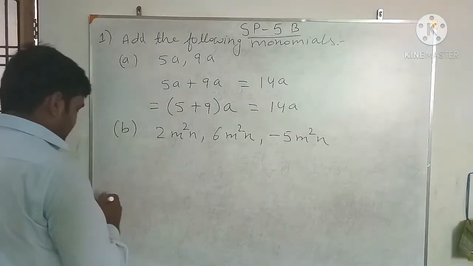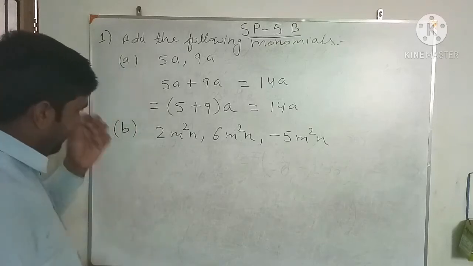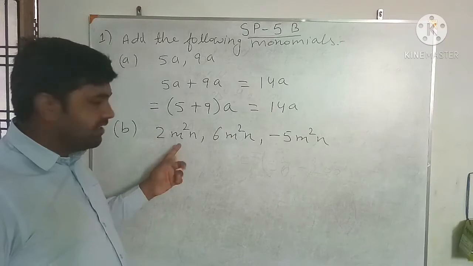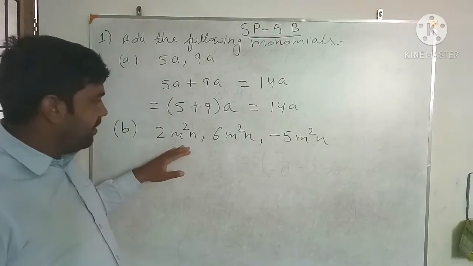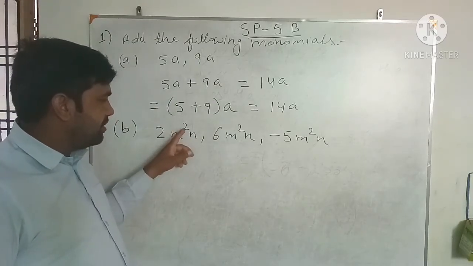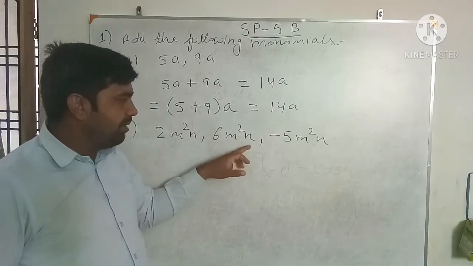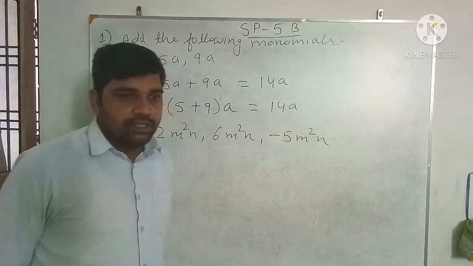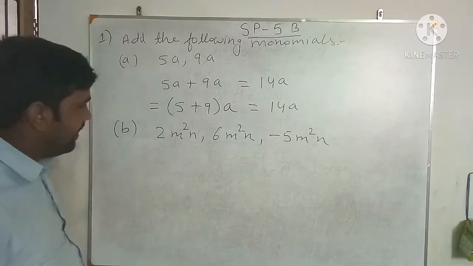Here there are three terms, 1, 2 and 3. So all three are like terms. You see all three terms have the same variables, m and n. And in each term the power of each variable, m and n, is the same. The power of m in the first term is 2 and the power of n is 1. In the second term the power of m is 2 and the power of n is 1. So all have the same variable and the same degree, same power. So these are like terms.